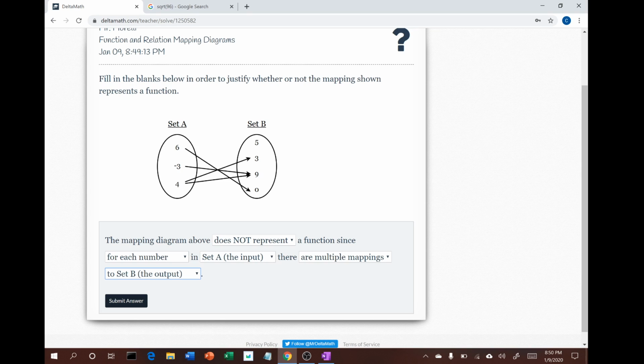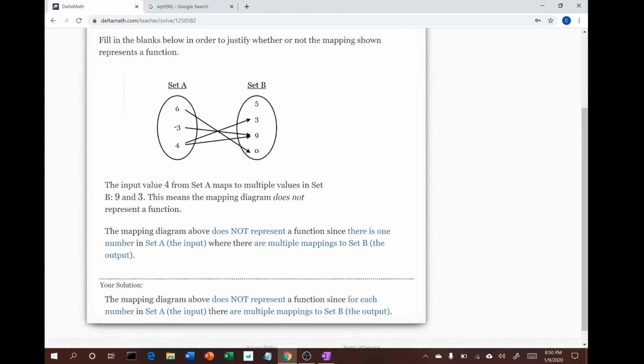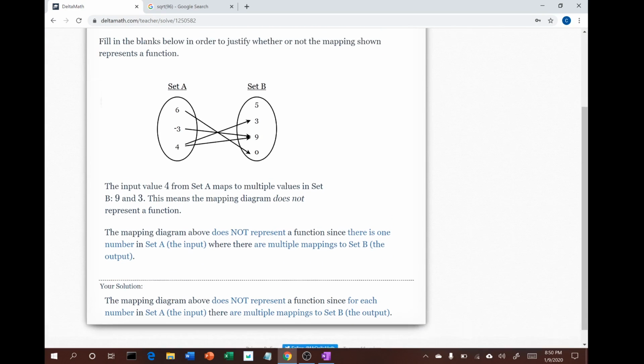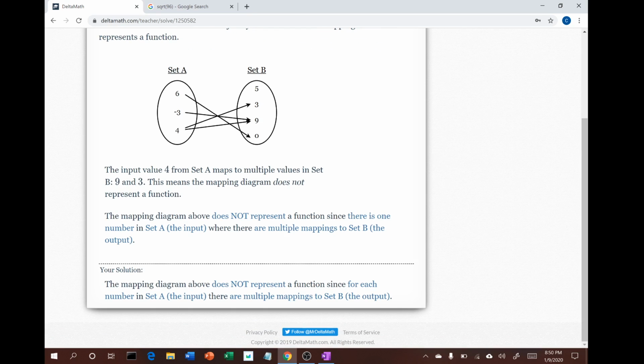Now, okay, let's hit it. Here we go. What'd I do wrong? My solution said the mapping diagram does not represent a function. Okay, same here. There is one number in set A for each number. Oh, I see. I said for each number, and I should have said for just one number, for 4.